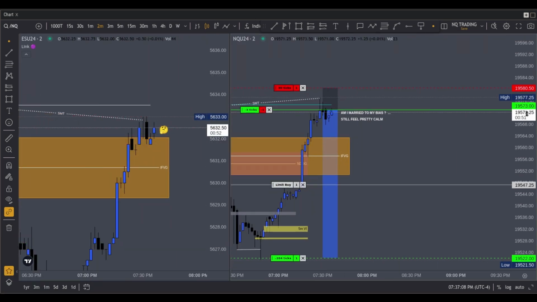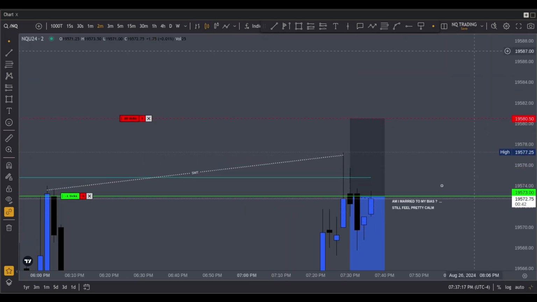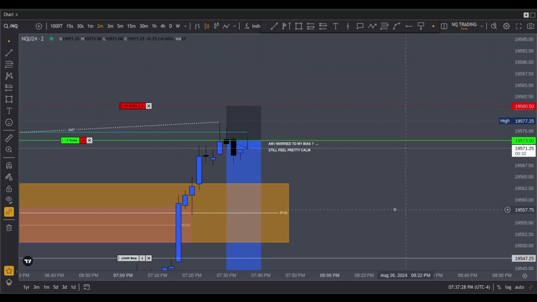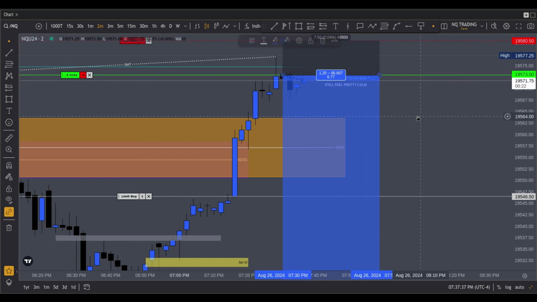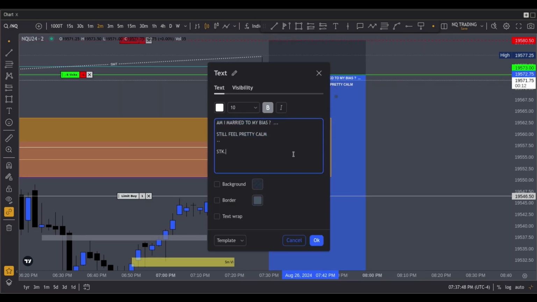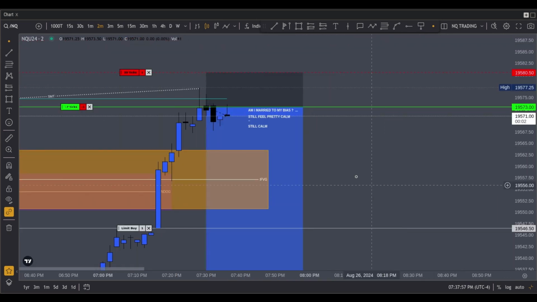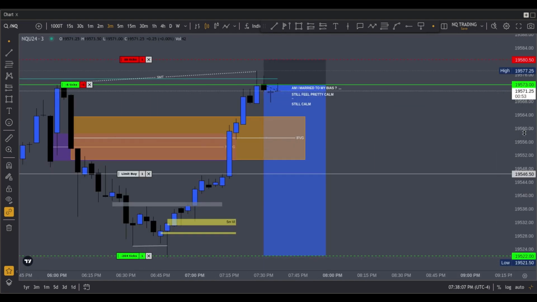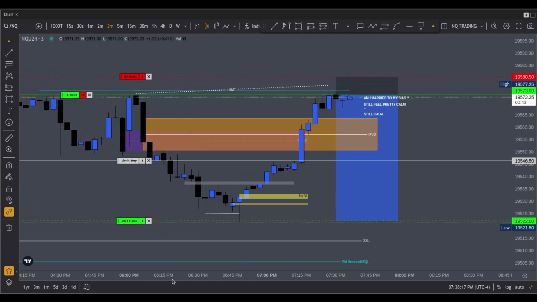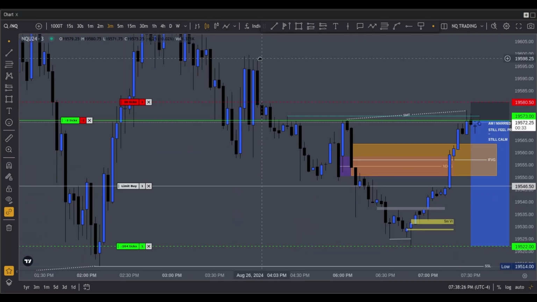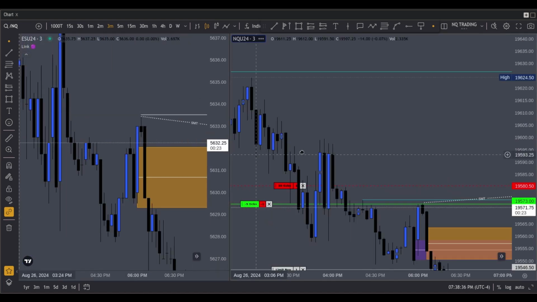So usually my entry model is sweep of relative equal high or low. Once it's swept, I'm looking for an entry downwards. This one I tried to time for a reversal, which is not something you should do. You shouldn't try and time the market. You're looking for clear entries.